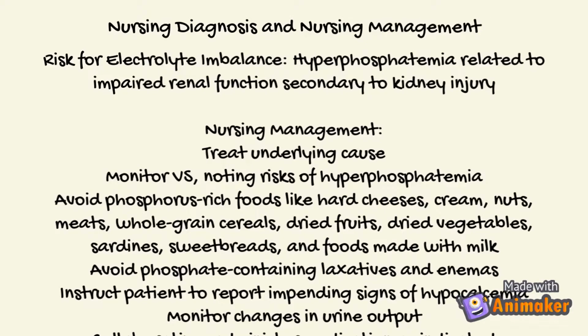Nursing diagnosis and management. First is risk for electrolyte imbalance, hyperphosphatemia related to impaired renal function secondary to kidney injury. You have to treat the underlying cause. Monitor VS, noting risks of hyperphosphatemia. Avoid phosphorus-rich foods like hard cheeses, cream, nuts, meats, whole grains, and others. You have to avoid phosphate-containing laxatives and enemas. And you have to report impending signs of hypercalcemia and monitor changes in urine output.